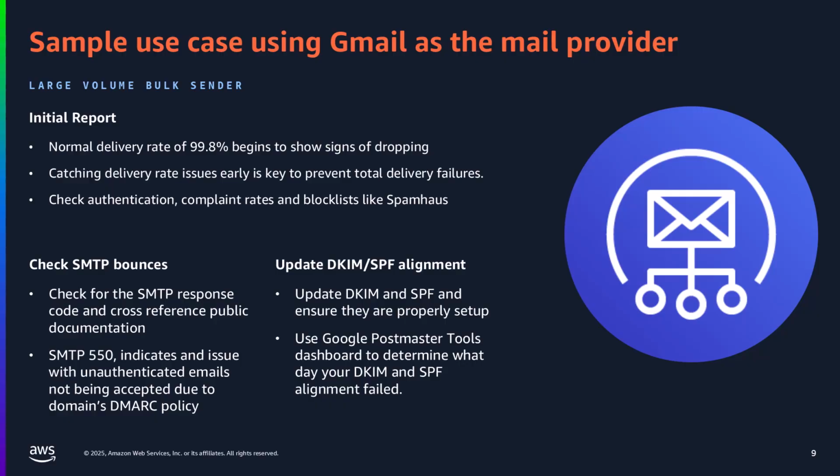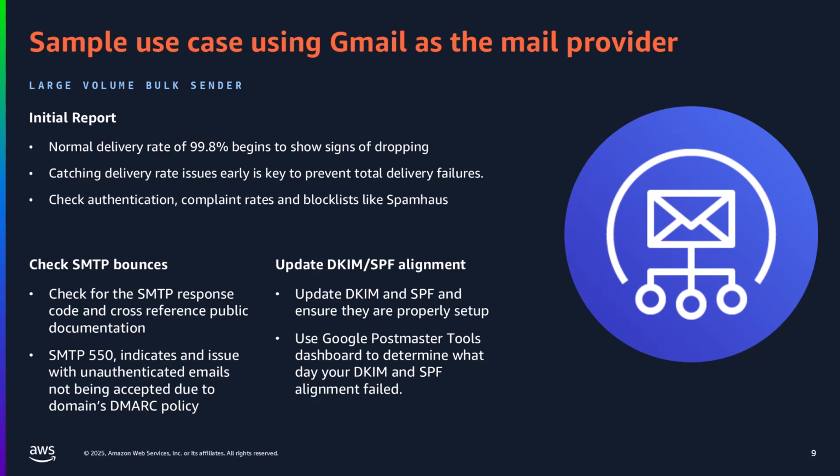Lastly, we'll look at the specific use case using Gmail as the sample mailbox provider. Imagine that you are a large volume bulk sender who sends millions of marketing emails for your company. You normally have a delivery rate of 99.8% with 0.2% invalid recipient bounces, which is a good number for invalid recipients for a large active mailing list.